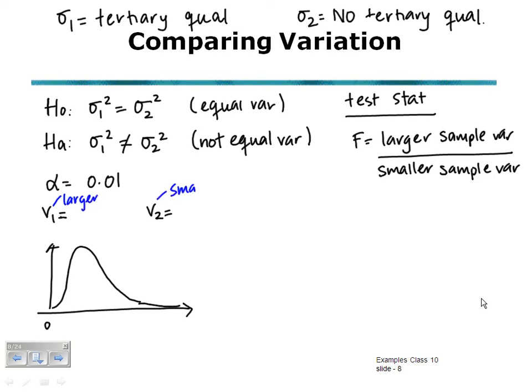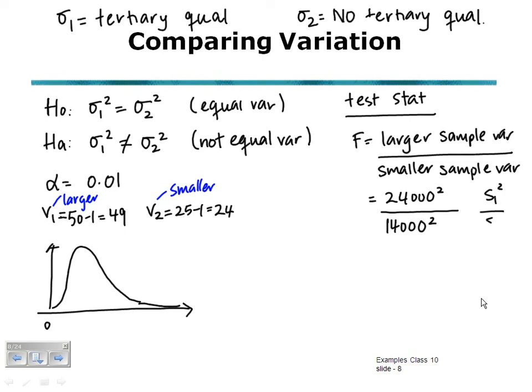Our sample variances for these two samples: the larger variance was 24,000 squared, and that came from the larger sample, which had 50 in it. 50 minus 1 equals 49, that's the numerator degrees of freedom. And we were dividing by the smaller sample variance, which was 14,000 squared. That smaller sample variance came from the sample with 25 workers with no qualification, so 25 minus 1 equals 24.